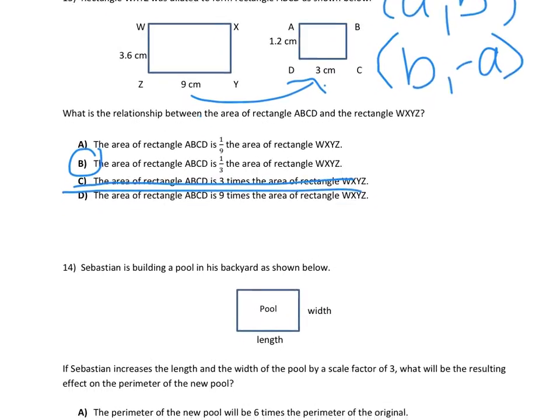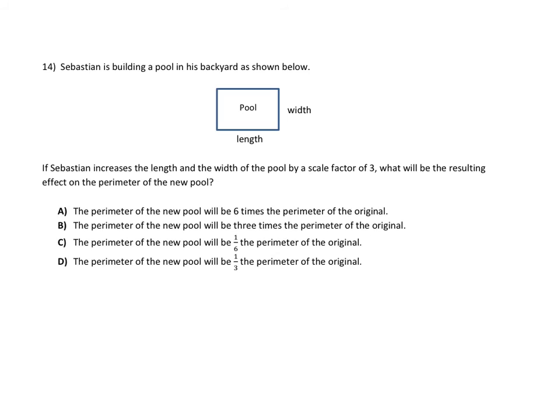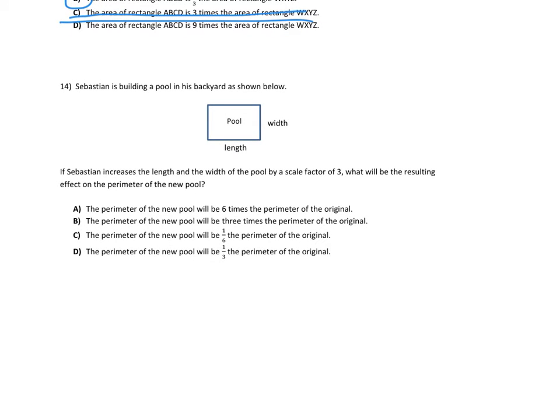And then Sebastian is building a pool, and his backyard is shown below. Sebastian increases the length and the width of the pool by a scale factor of 3. What is the resulting effect on the perimeter? It will be 3 times the original.